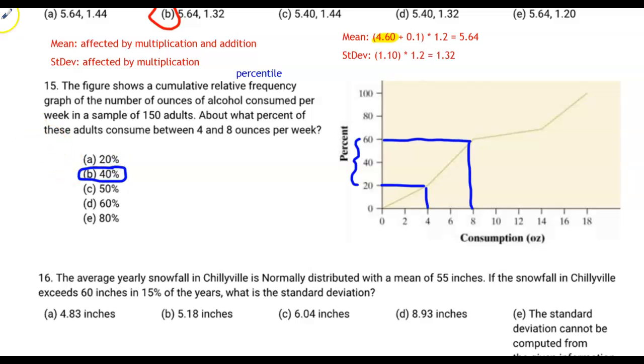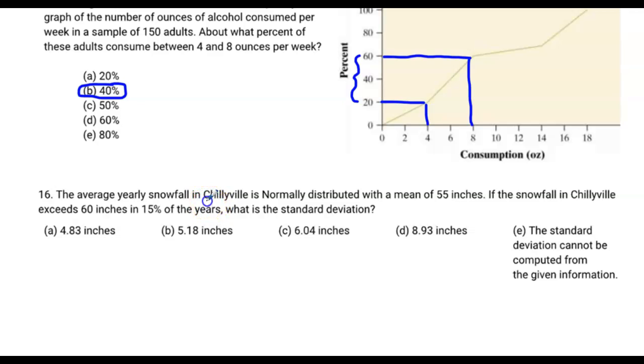Easy does it. All right, question number 16 asks about the very real location of Chillyville. The normal distribution pertains to their snowfall with a mean of 55 inches. It doesn't give the standard deviation, but that's okay. If the snowfall in Chillyville exceeds 60 inches in 15% of the years, what is the standard deviation?